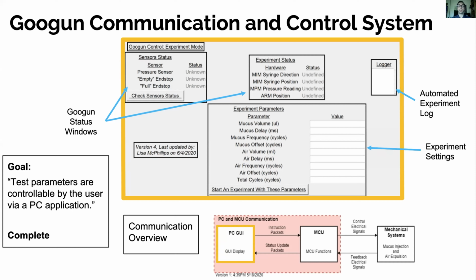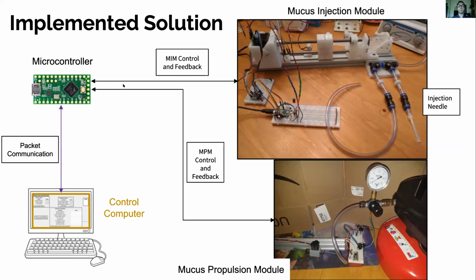Overall, this GUI accomplishes what we set out to do by allowing the user to provide parameters to the microcontroller and the system and update the GUI based on successful transactions. As visualized here, these 4 elements make up the Googun.